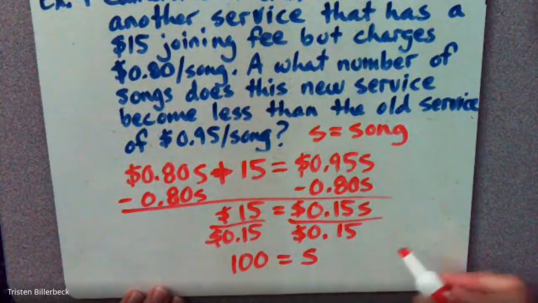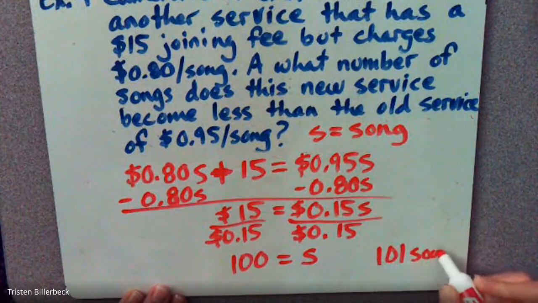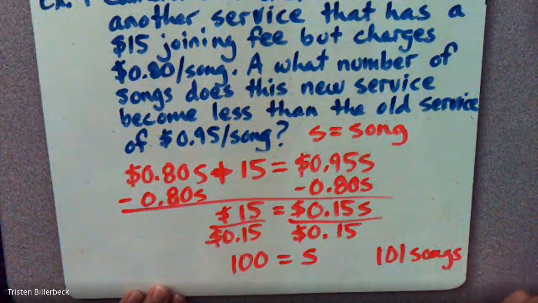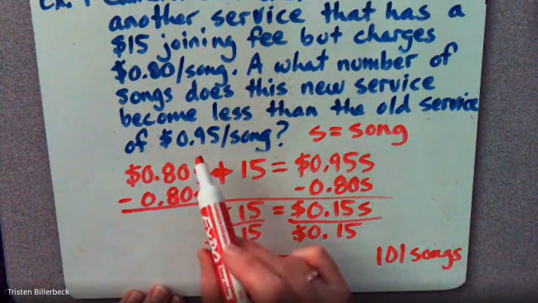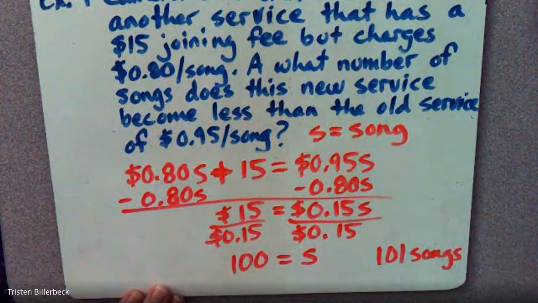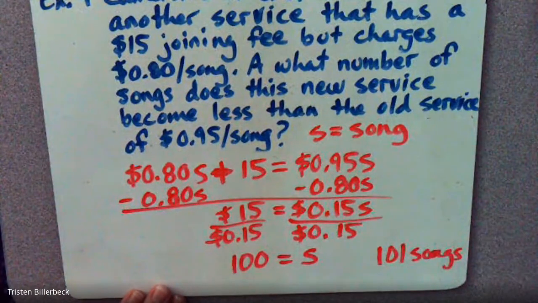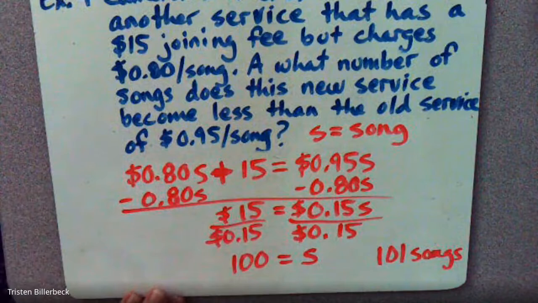So as soon as we buy 101 songs, the new service is a better deal. Okay, so it depends on how many songs you buy. If you don't buy more than 100 songs, you should stay with the 95 cent songs. Okay, but if you're a big song buyer, then go with the 80 cents per song with a $15 joining fee.